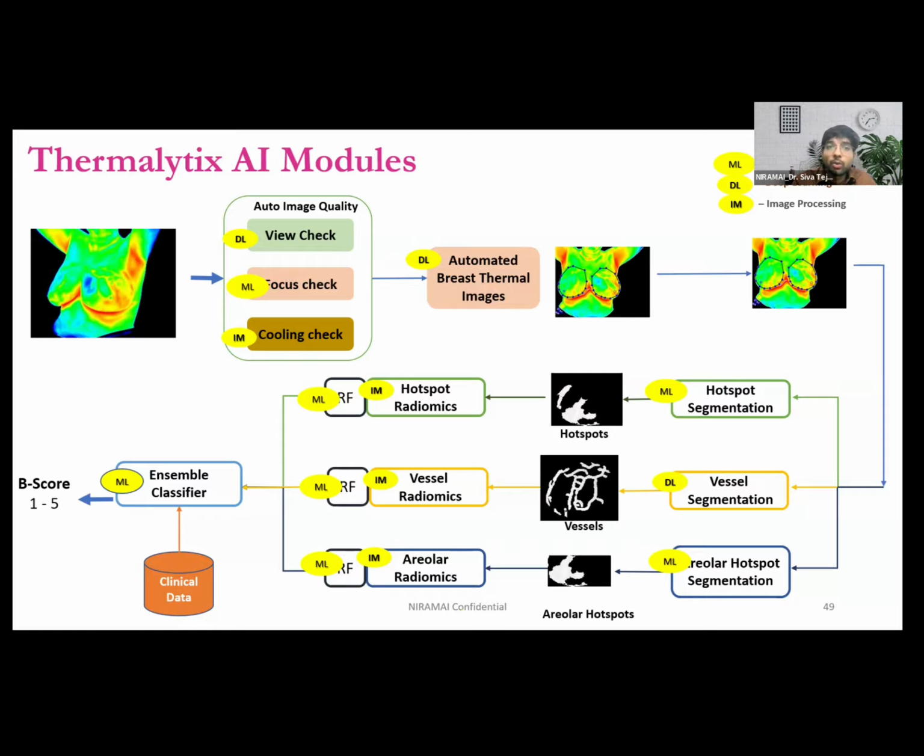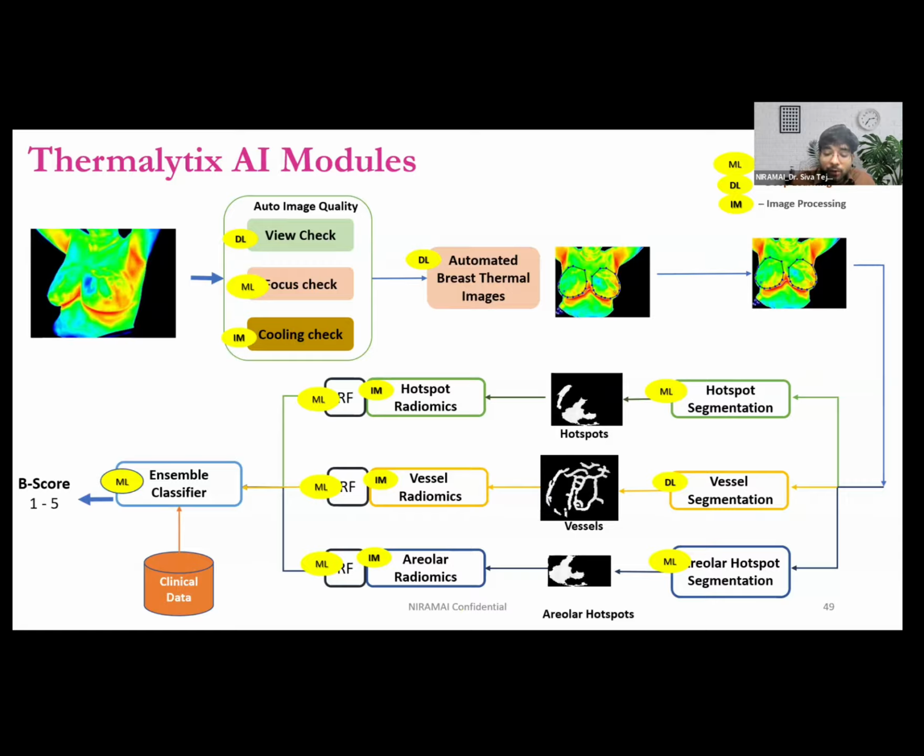So we have different image quality checks, followed by different segmentations or localization, where we would like to identify different characteristics. In this scenario, because we're capturing the image from neck to abdomen, we are interested only in the breast tissue. So the first and foremost task is to identify the breast tissue, followed by different localizations of the tissues that are of more interest to a radiologist.